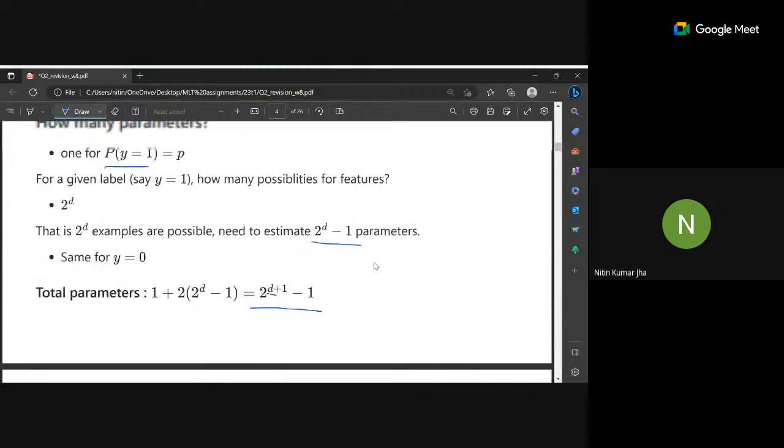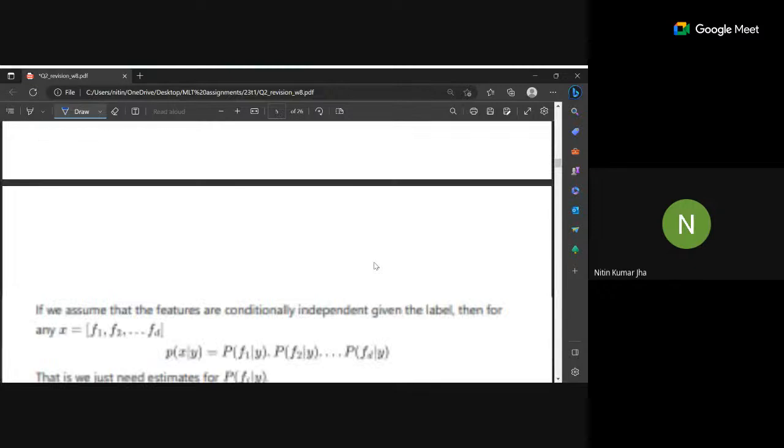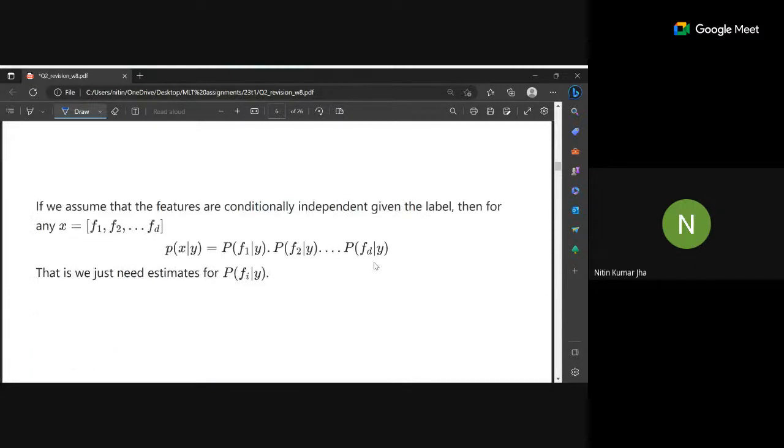Now we will impose one condition. This condition is called the naive condition, and that's where the name of the algorithm comes from. It says that given the label, your features are independent. What does that mean? Your x looks like F1 up to Fd. If I'm finding the probability of x given y, I'm finding the probability that your data point is F1 up to Fd given y. The naive condition says that given the label, your features are independent. So this probability you can write as the product of P(F1 given y) times P(F2 given y), and so on.